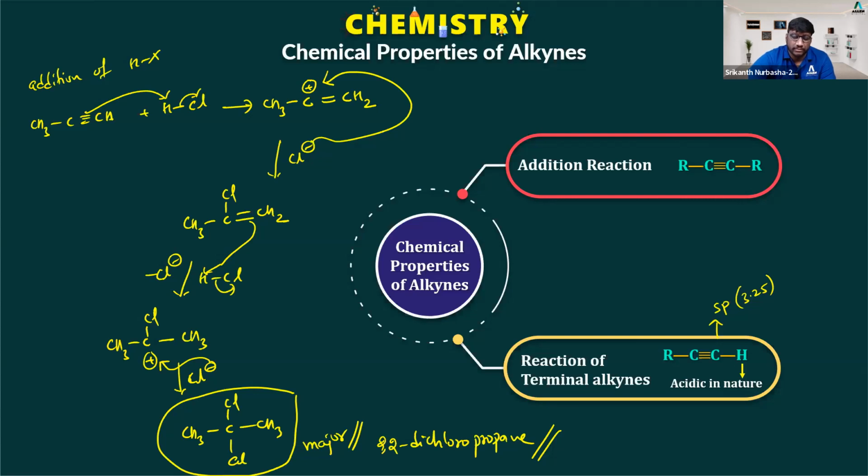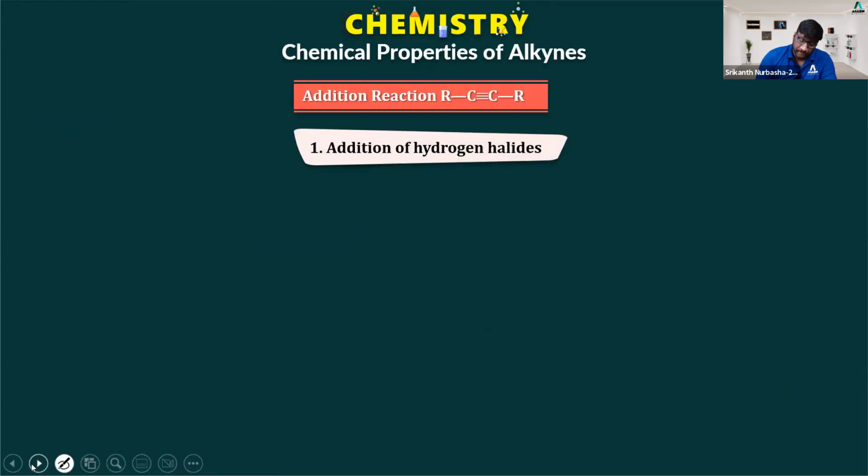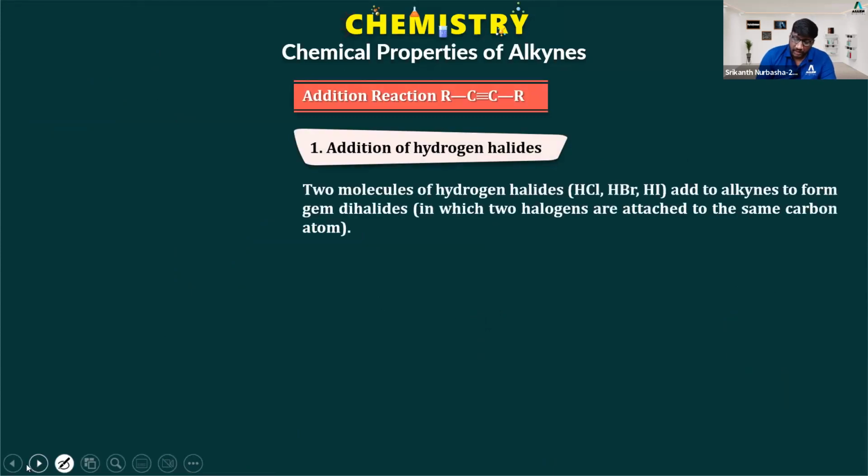Right, students? So the same reaction we are talking about. Addition of halogen acids, two molecules of hydrogen halides, HCl, HBr, HI, adds to alkyne to form geminal dihalides. Geminal dihalides are obviously obtained because to the same carbon atom, two halogens are connected.